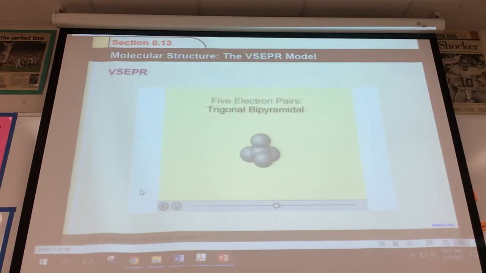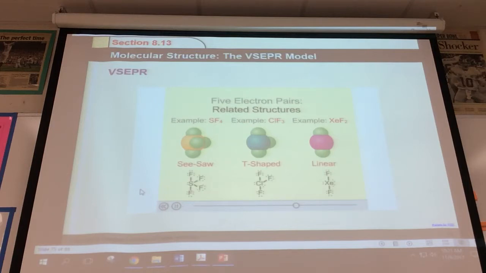5 bonding electron pairs around the central atom result in a trigonal bipyramidal structure. Phosphorus pentafluoride has a trigonal bipyramidal structure. The bond angles in a trigonal bipyramidal arrangement are 90 degrees and 120 degrees. When one of the 5 electron pairs surrounding the central atom is a non-bonding pair, as in sulfur tetrafluoride, the resulting structure is known as seesaw.